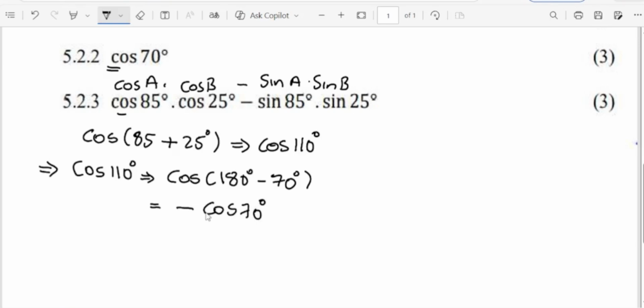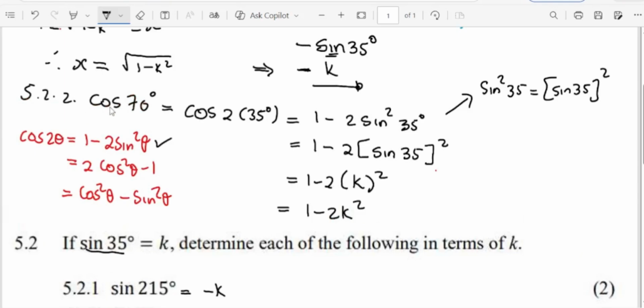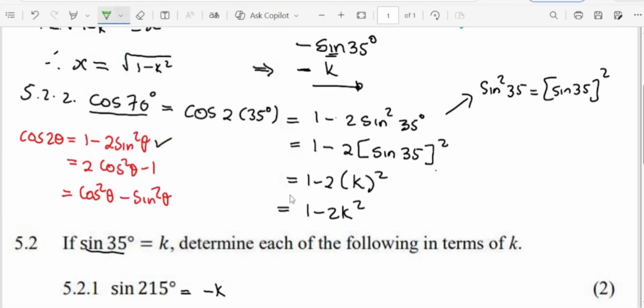Now you can see that my final answer should be negative the cos of 70, and we already know what cos 70 is. Go up. Remember, we calculated the cos of 70, so the answer that you're going to substitute is this one here. This is cos 70. So where there's cos 70, we need to put in 1 minus 2k squared.